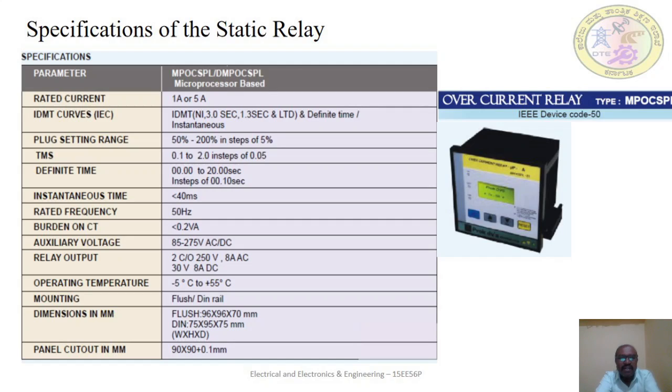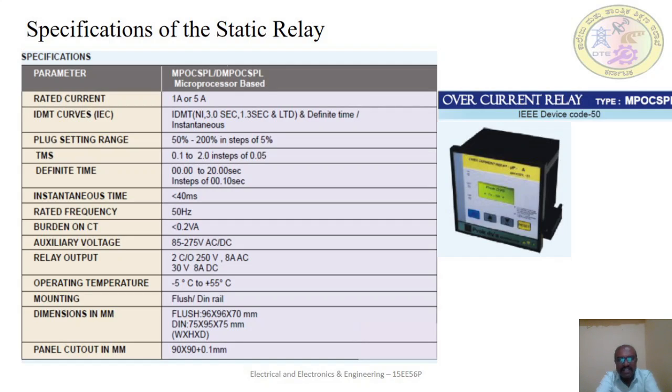The parameters mentioned in the specification of the microprocessor based relay: rated current will be secondary 1 amp or 5 amps. IDMT curves will be 3 seconds or 1.3 seconds, definite time or instantaneous. Plug settings range from 50% to 200% in steps of 5%. TMS will be 0.1 to 2 in steps of 0.05. Definite time will be up to 20 seconds in steps of 0.10 seconds. Rated frequency will be 50 Hz.